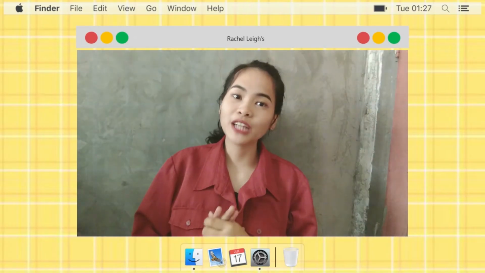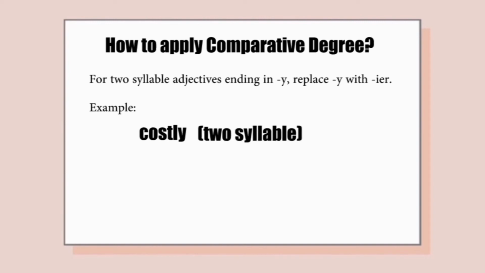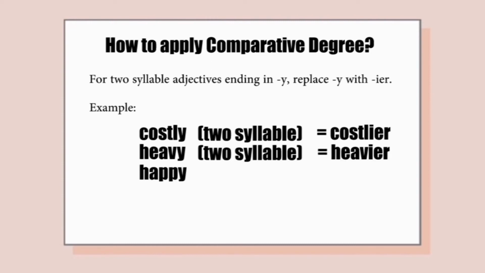For two syllables adjectives that is ending in y, replace y with ier. For example, costly. Costly is typically a two syllable adjective and it is ending in y. So the y will be transformed into ier to become costlier. Costly becomes costlier. Heavy becomes heavier. Happy becomes happier and easy becomes easier.